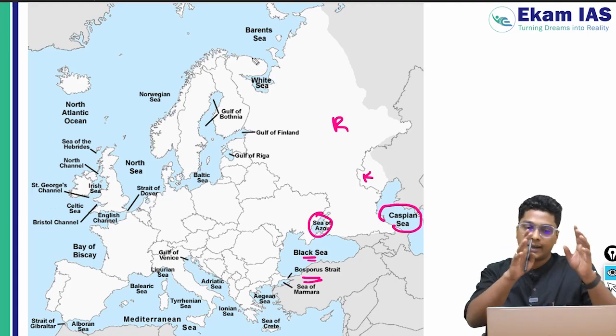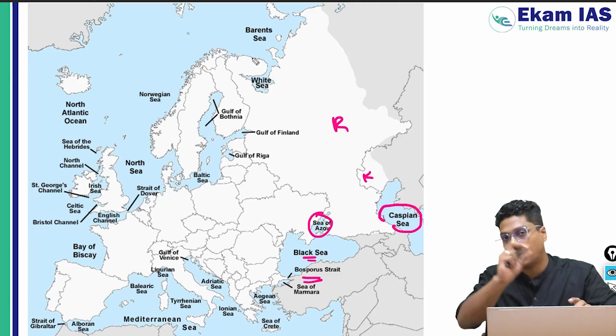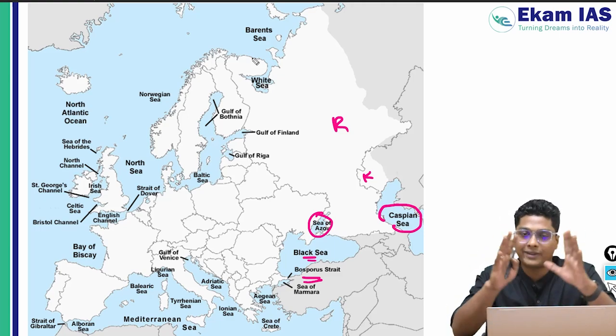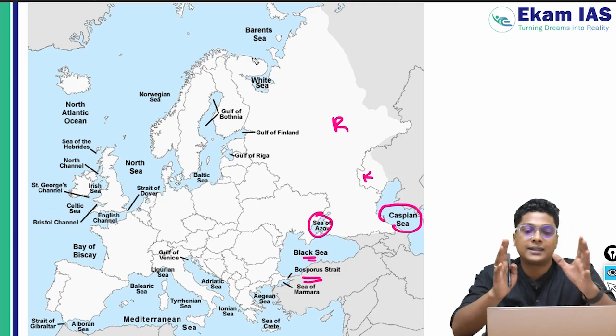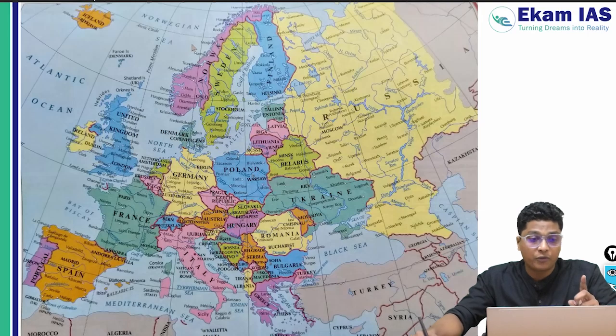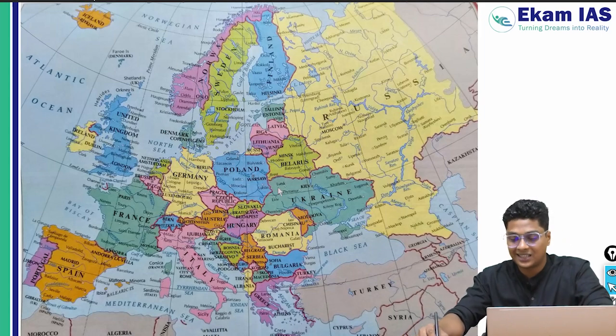So make sure you identify these regions in your atlas and mark them, highlight them. So we have seen the position of Europe. We have seen the water bodies that are surrounding Europe. Now this is a political map of Europe, with Ireland, Scandinavia, Russia. Here we can see Spain. So these around 44 nations are here. We are going to discuss each one of them.